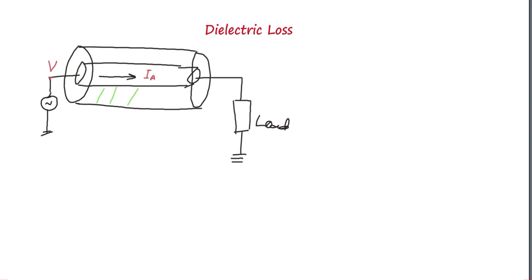And then we have dielectric material surrounding the cable, and the cable is buried in the ground, so the surface of the cable is at ground potential or zero potential. Therefore, in such an assembly, there will be an electric field created from the conductor to the surface of the insulation, and it will be radially outward.